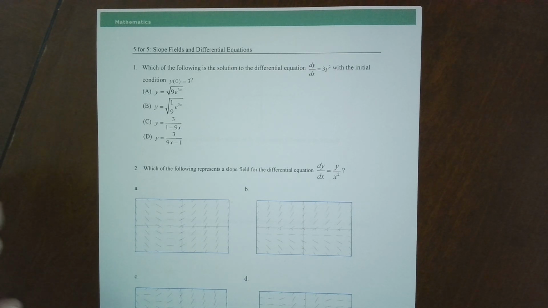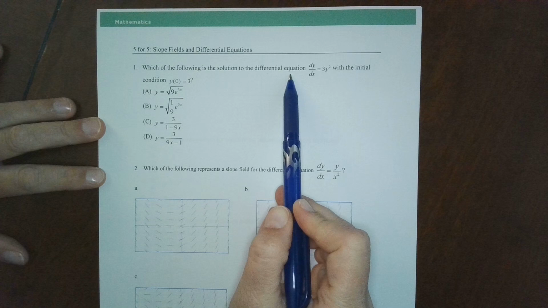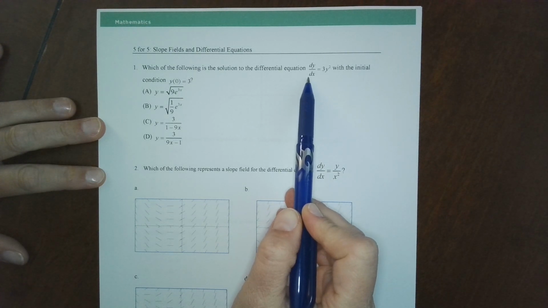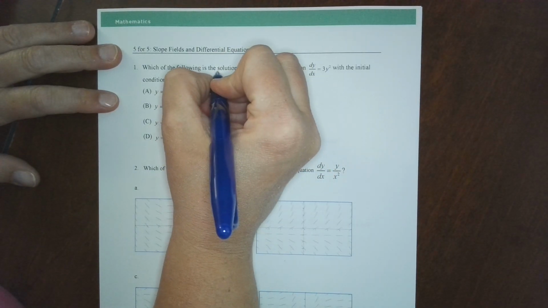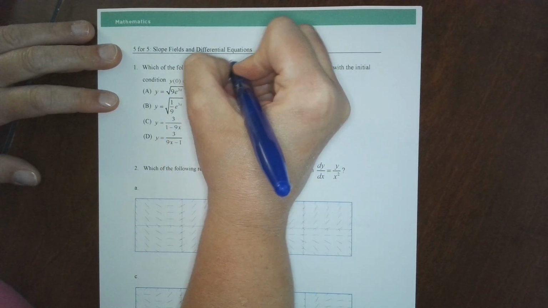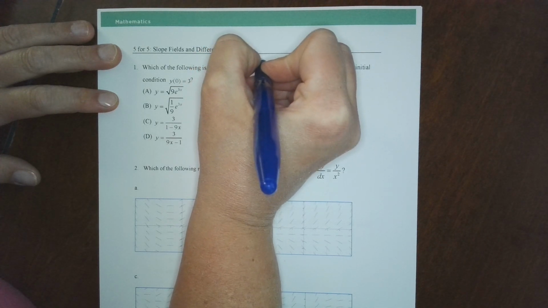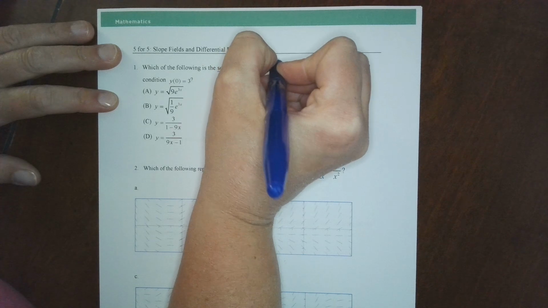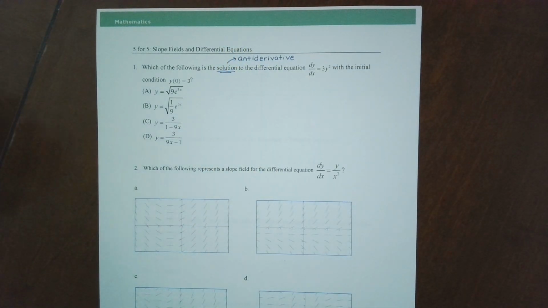So starting out here with number 1, first question is find a solution to a differential equation. And let's just refresh ourselves on terminology. Differential equation just means an equation with a derivative, right? So this is a derivative equation, okay? The solution to a differential equation then is talking about an antiderivative. And if it asks you for a general solution, which this question doesn't, a general solution just means it's going to have a plus c in it.